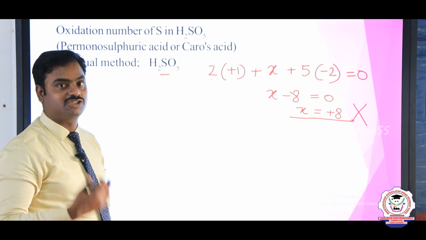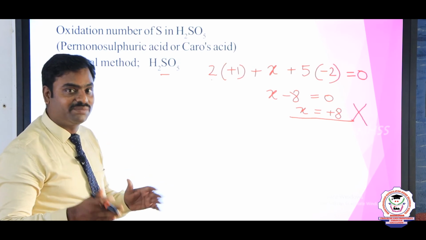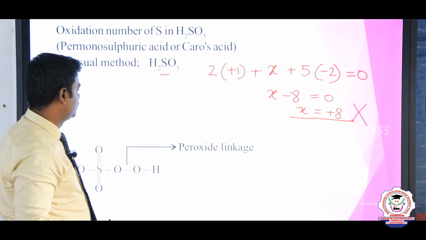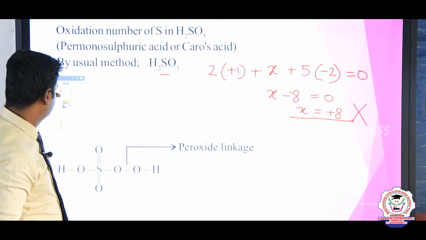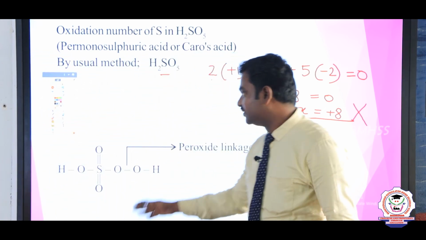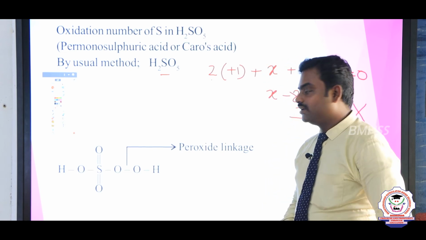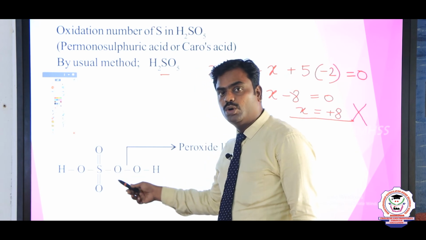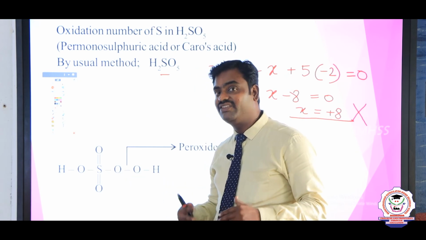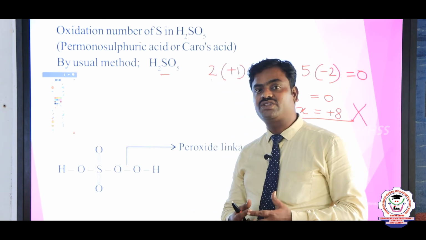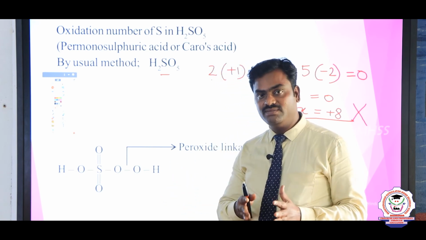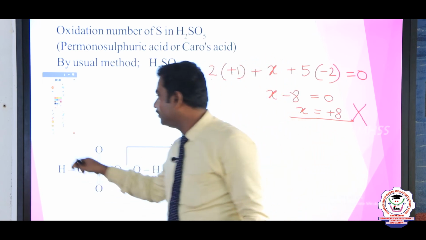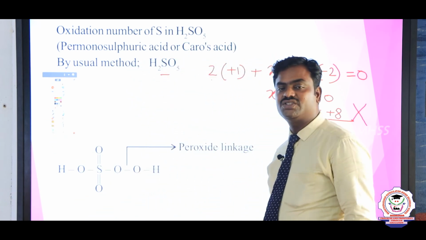First of all, we must know the structure of the molecule. See here, this is the structure of the molecule, hydrogen and persulfuric acid. We can see 2 peroxide bonds. So that then only we can calculate. If you want to find out the oxidation state of sulfur here, you must know the structure of Caro's acid. So what is the structure? Here it is available. So now we can calculate the oxidation state of sulfur.